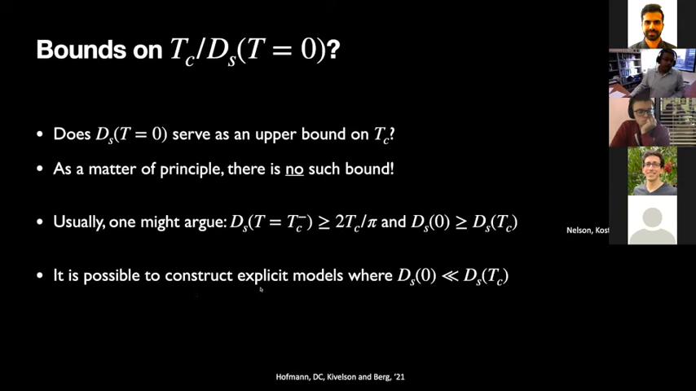We can construct explicit models where, in fact, the low temperature value of ds can be made arbitrarily smaller than the value of ds at TC. And we can push it to such a regime where you have some intermediate state that is a superconductor, but then the ground state is not even a superconductor. So meaning we can completely make this quantity vanish in the limit of zero temperature. So we can't really propose bounds for TC using this as a reference energy scale.